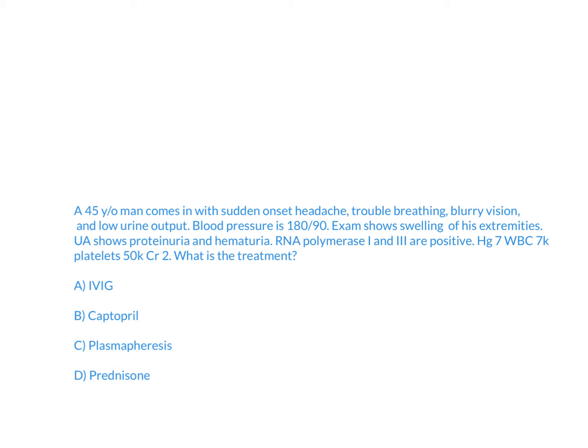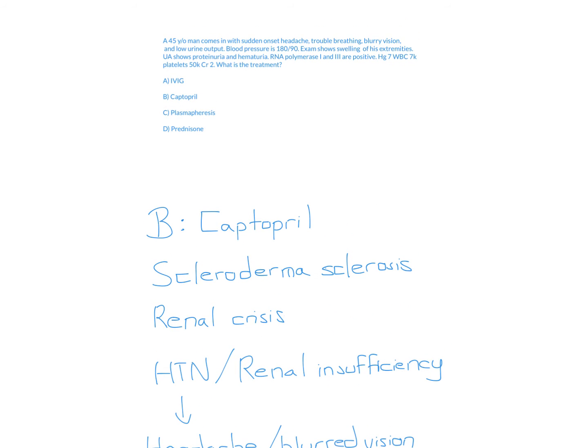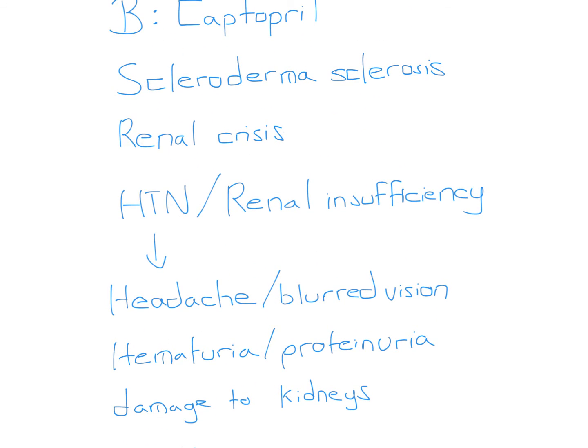Okay, so the answer is going to be B, captopril. For this question, we're dealing with scleroderma, or systemic sclerosis, but the key point is this is actually a renal crisis of this syndrome. You're going to have hypertension and renal insufficiency. Very malignant hypertension is going to cause those symptoms of headache and blurred vision.